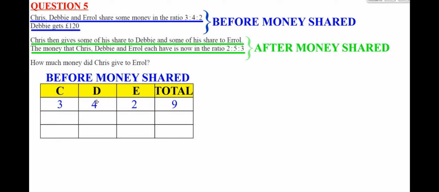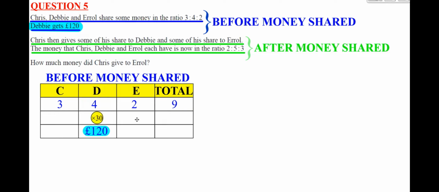So Debbie's 4 shares, or 4 lots, or 4 portions, whatever word or way you want to think of it, must be worth £120. So 4 lots is £120. What must each piece be worth? Well, we could do 120 divided by 4, which is 30. Alternatively, and in the same way essentially, what number would we need to multiply 4 by to get to 120? Of course, it needs to be 30.